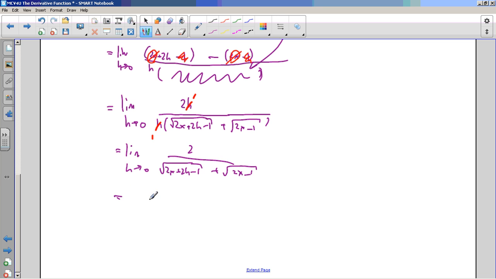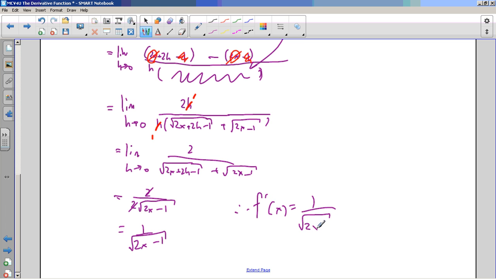This is going to be 2 over, now notice that this disappears, and I'm left with two of the same expressions: 2 square root of 2x minus 1. So the 2's cancel, 1 over 2 the square root of 2x minus 1. Therefore, the derivative is equal to 1 over the square root of 2x minus 1. This is the derivative function. So the derivative of this is this.